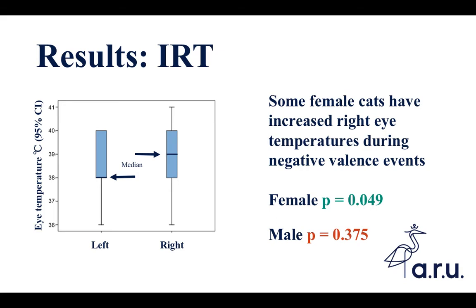Finally, only female cats showed a temperature difference during the negative event. The right eye was hotter than the left. And as you can see from the interquartile range represented by the boxes on this graph, this was only weakly significant. The sex differences here could be an artifact of the experiment's design, as male cats may have found the event less stressful. Or it could be physiological, due to sexually dimorphic body temperatures or stress and pain pathways.